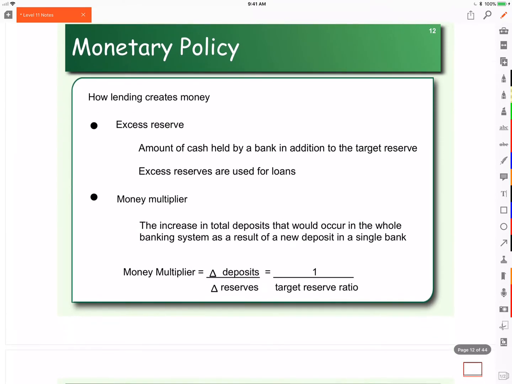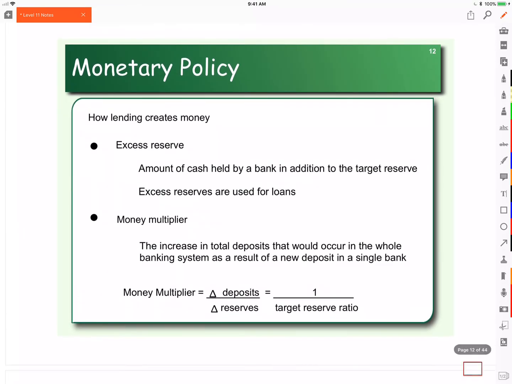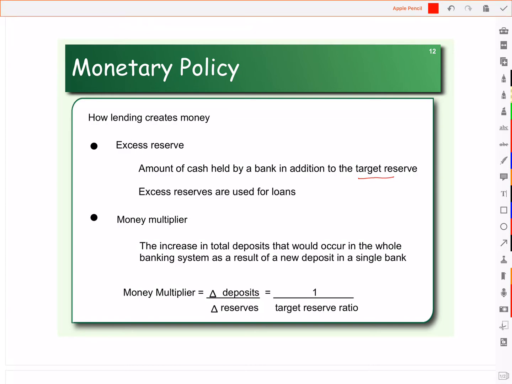Okay. So we said that excess reserves were the amount of cash that the banks could lend out. So remember, you put money into your checking account, the demand deposit, and part of that has to be held as cash. That's the target reserve. And the rest is the excess reserve. So our money multiplies when banks lend. So we have what is called the money multiplier.